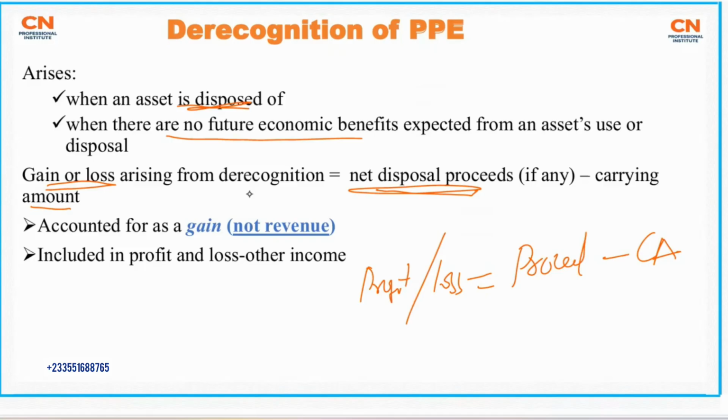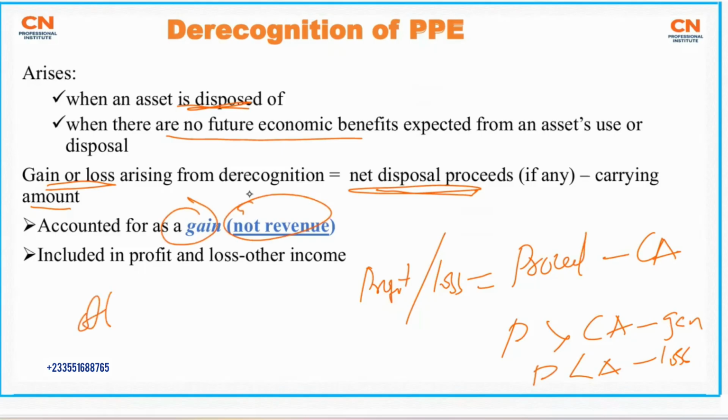Then you compare with the carrying value. If the proceeds are more than the carrying amount, then this is a gain. If the proceeds are less than the carrying amount, then there's a loss, both of which are recorded in P&L. It's accounted for as a gain, not revenue, meaning you take it to other income, because the entity doesn't deal in the sale of PPE. So gain on disposal of PPE is incidental. Okay, so that's it.